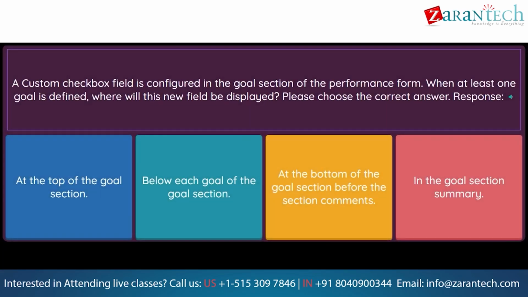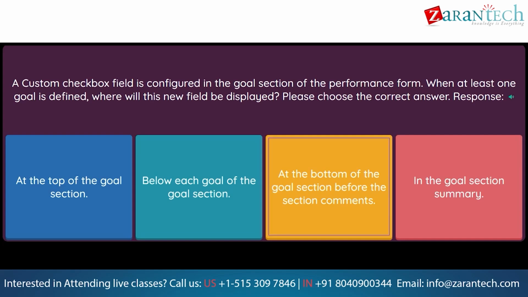Question: a custom checkbox field is configured in the goal section of the performance form. When at least one goal is defined, where will this new field be displayed? Please choose the correct answer. Response: Option 1, at the top of the goal section. Option 2, below each goal of the goal section. Option 3, at the bottom of the goal section before the section comments. Option 4, in the goal section summary.